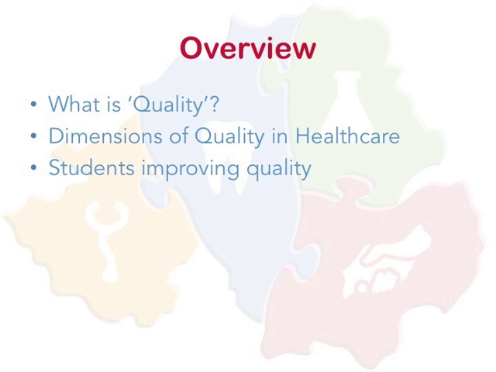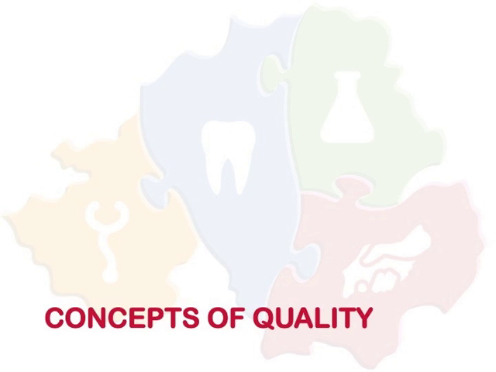So, an overview of what's to follow. We're going to look at dimensions of quality in healthcare and answer the question, what is quality? And then we're going to take a look at students' role in improving quality. And we're then going to summarise this excellence series at the end. So first of all, we're going to look at some concepts of quality.